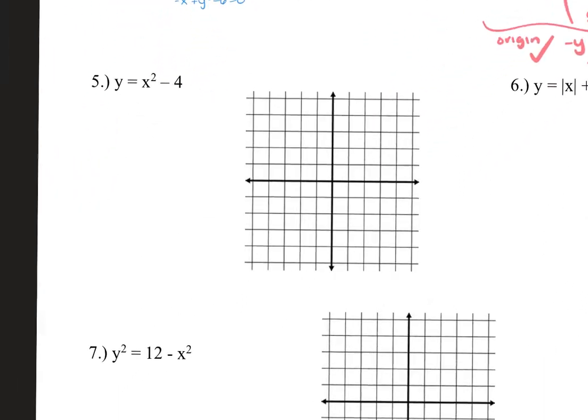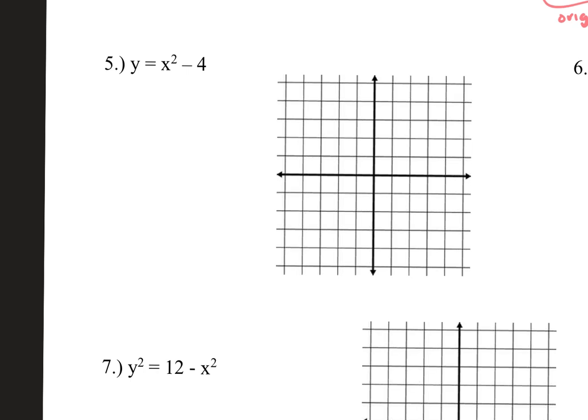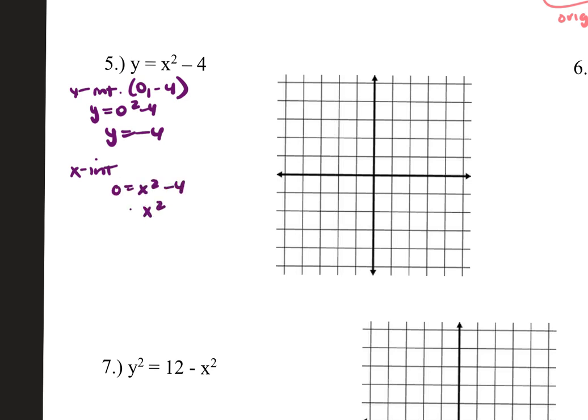All right, 5. Y-intercepts, let's start again so we keep consistent. Y equals 0 squared minus 4. Y equals negative 4. X-intercept, 0 equals x squared minus 4. X squared would equal 4, and x would equal plus and minus the square root of 4, which is plus and minus 2.